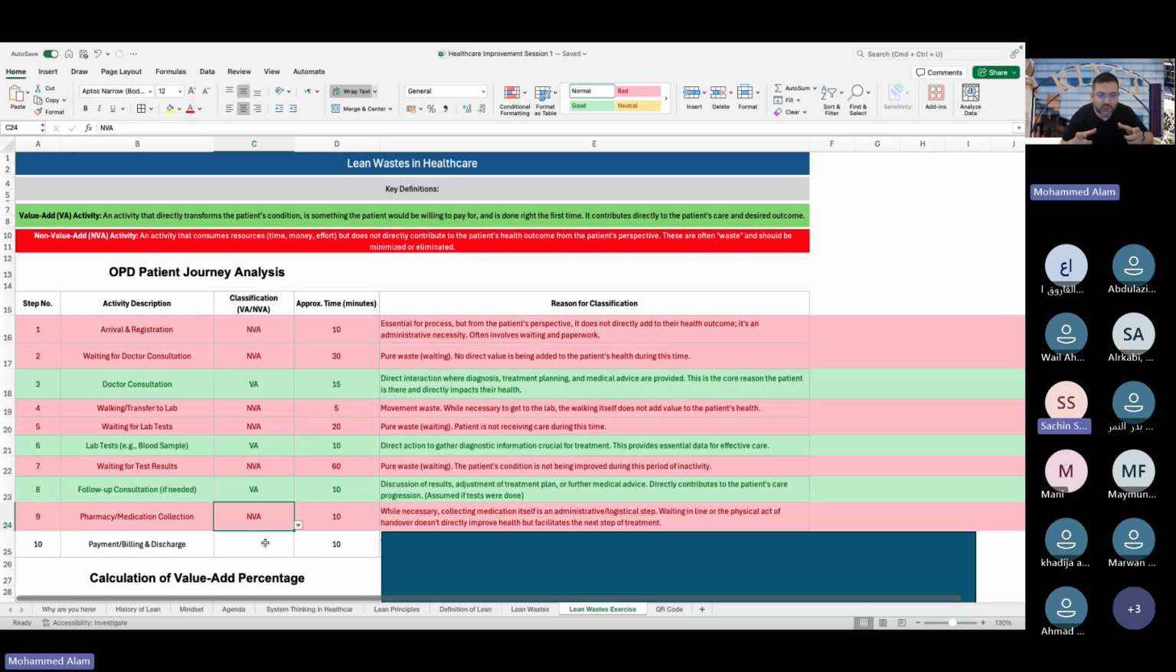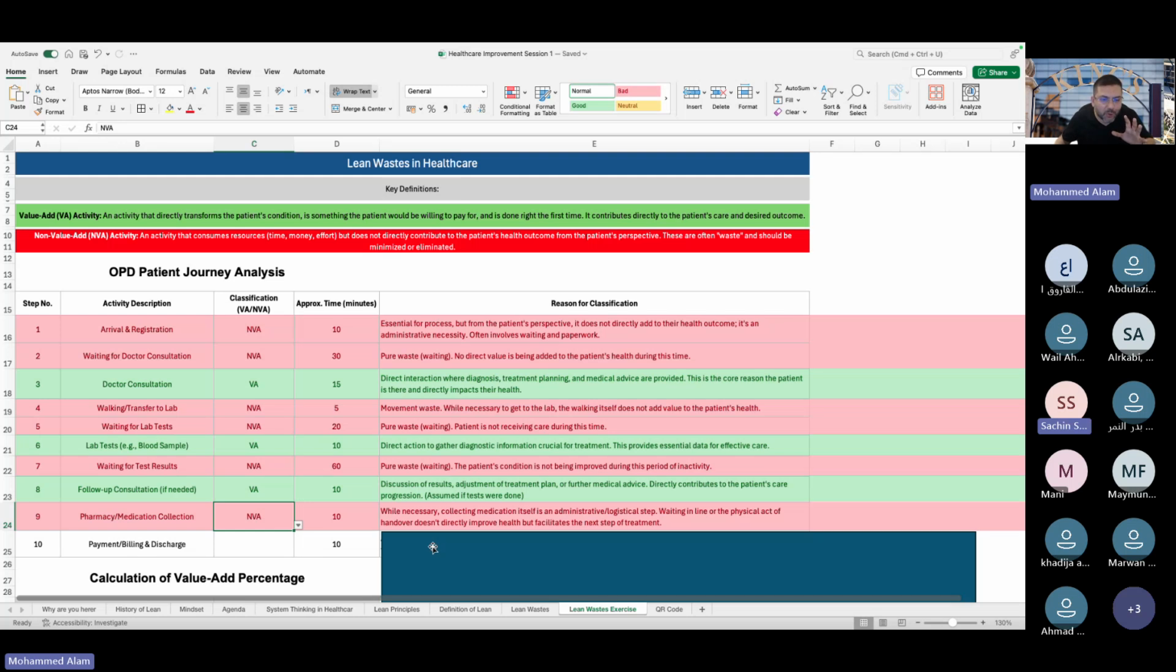That process where we ask a patient to go to a pharmacy and collect the medication is necessary, but it doesn't please the patient. From a value added point of view, the value added activity is when the medication is in the hand of the patient.